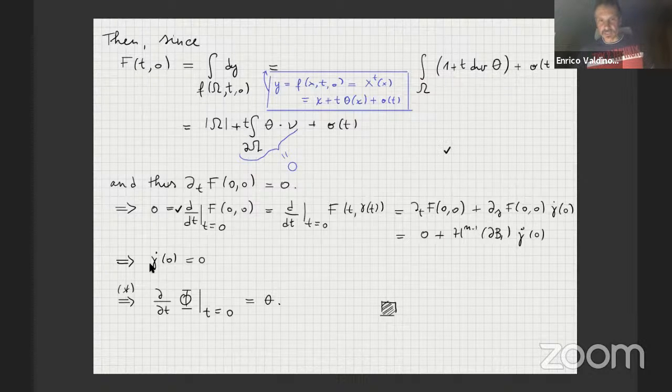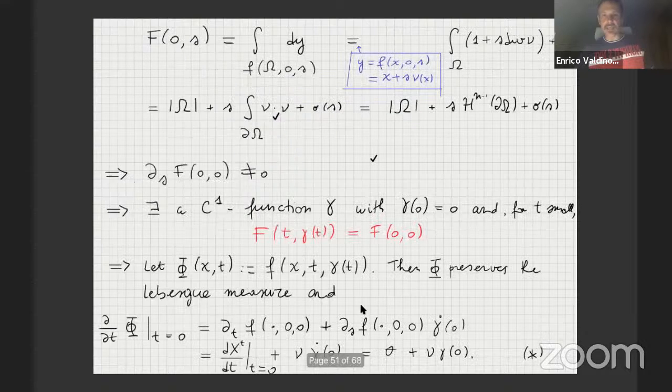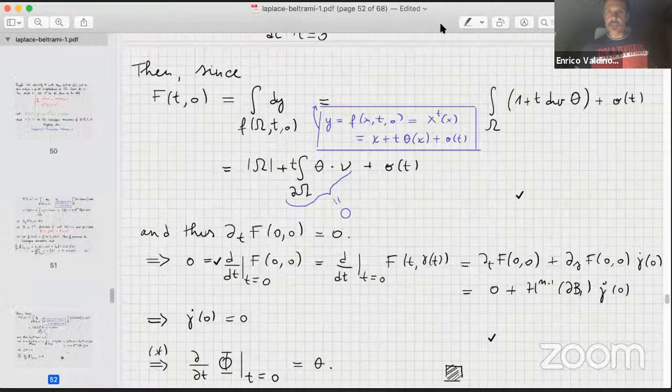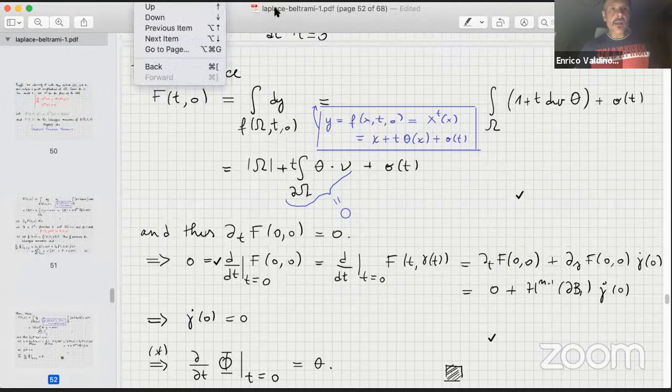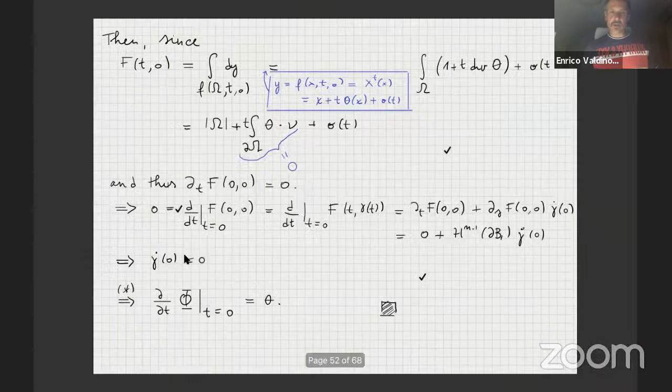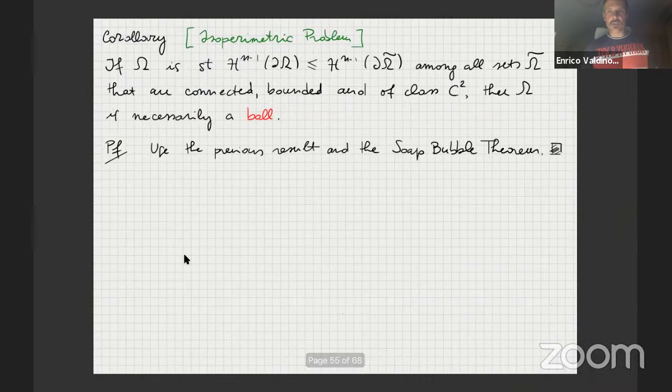So gamma dot is zero. This means that I can go back to this computation and get rid of the last term here of gamma dot of zero, and obtain that the velocity of my diffeomorphism is actually equal to theta. Okay. So very good. This now really completes the isoperimetric problem.